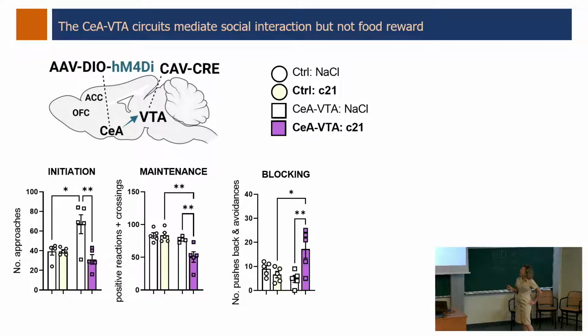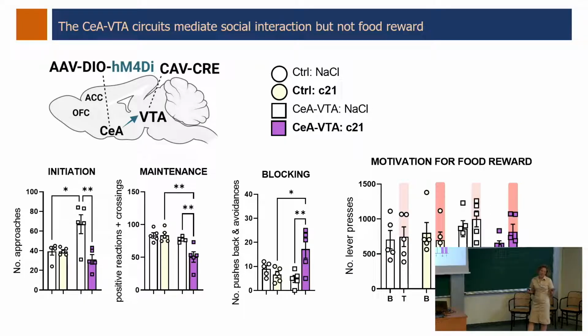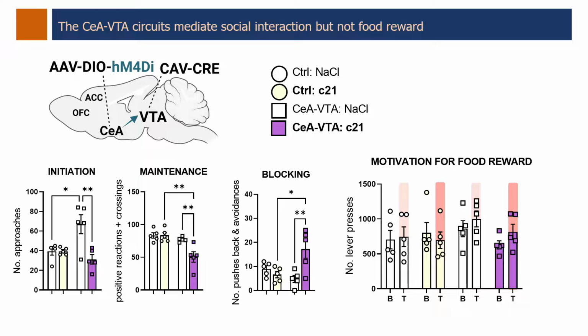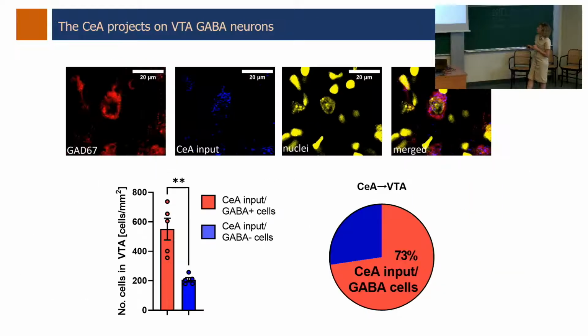and we found that it profoundly affects the social contact. So the rats with blocked projection had a decrease in both initiation and maintenance of social contact, and they actively blocked the attempts of their partners to initiate the contact. But there was no difference in the lever pressing for food. So it seems that manipulation of these projections affected only social interaction.